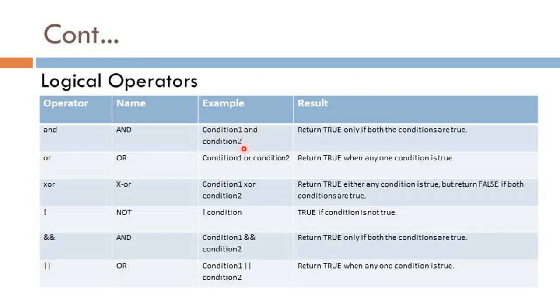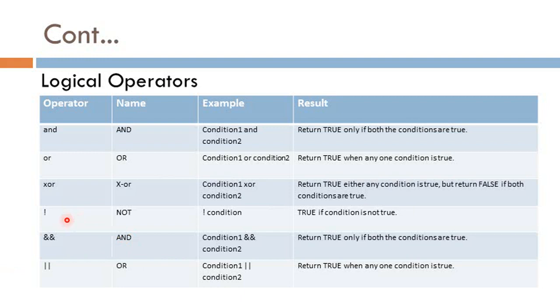Condition 1 AND condition 2. It returns true only if both the conditions are true. Next is OR. OR is written as condition 1 OR condition 2. It returns true value when one of the conditions is true. Next is XOR, written as condition 1 XOR condition 2. It returns true value if either condition is true, but not both, otherwise false.